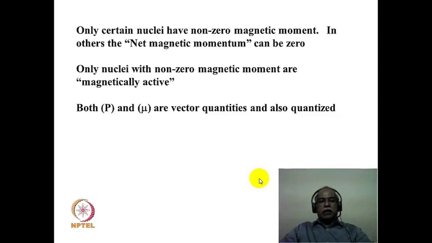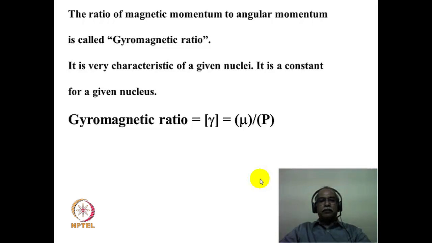Both these quantities, namely the angular momentum and the magnetic moment, are vector quantities, and according to quantum chemistry, they are quantized in nature. The ratio of the magnetic moment to the angular momentum is referred to as the gyromagnetic ratio. The gyromagnetic ratio is a fundamental constant of a nucleus. It is a constant for a given nucleus. The ratio, namely mu by P, is called gamma, which is the gyromagnetic ratio. This is an important parameter in nuclear magnetic resonance spectroscopy.